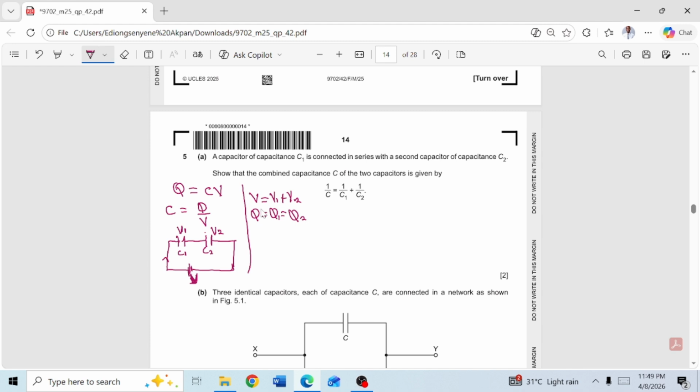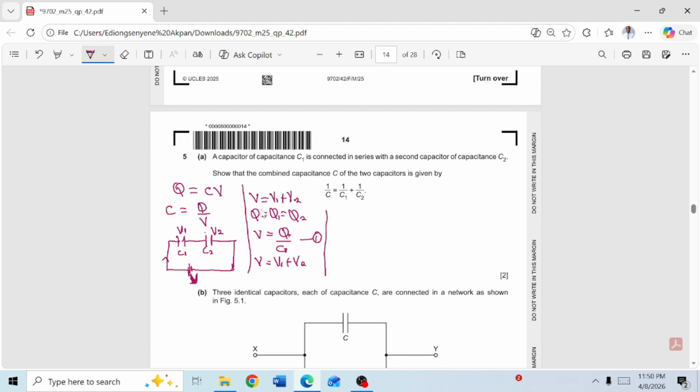Having said that, and we said V equals V1 plus V2, let's look at our first expression. We said that V, the total, will be equal to the total charge over the total capacitance, which is Q times 1 over C. Let's pick this as equation 1. Let's get to the next one. V equals V1 plus V2.